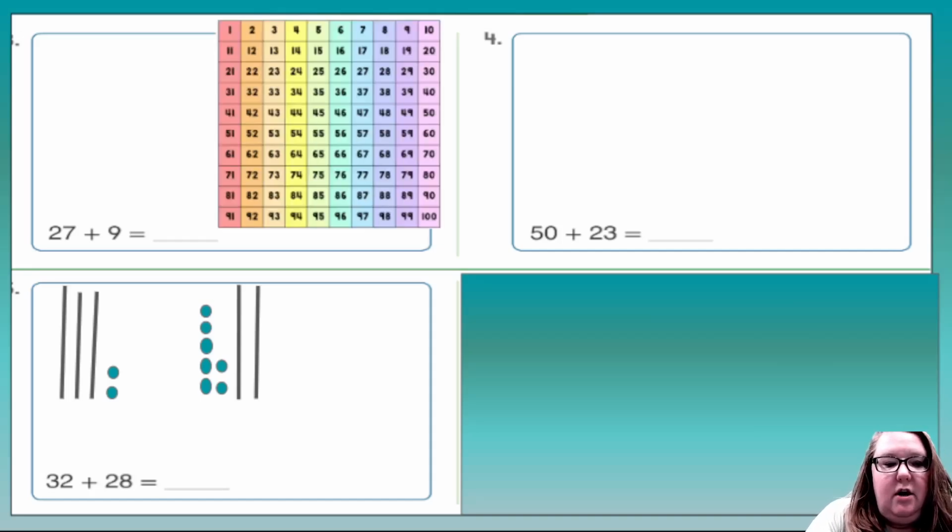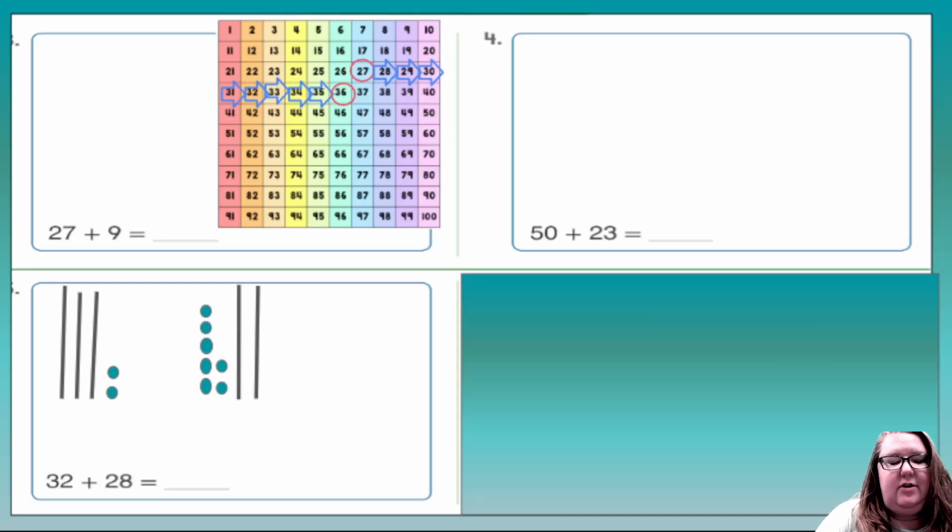Here's our 100 chart. We're going to start at the number 27 because it is the largest number. So we're going to circle 27, and then we're going to count on 9 times to find our new number. So we'll start counting 1, 2, 3, 4, 5, 6, 7, 8, and circle the 9th one, which is our answer. So that's the easiest strategy when you're adding ones to a two-digit number: count on.